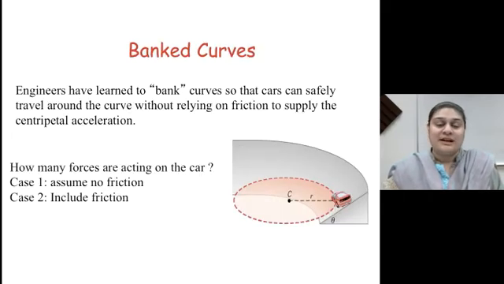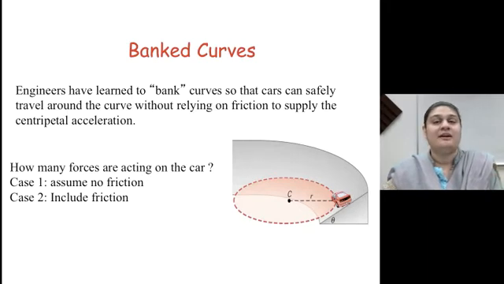Engineers have now learned how to bank curves in order for cars to safely travel around the curve without relying only on friction to supply all the required centripetal acceleration. So here's my question for you. Pause this video here and see if you can figure out, knowing what we already know about how many forces are acting on the cars, assuming no friction, and then assuming friction is present. So try it for yourself. Go and try to write down the force equation in both of these cases.